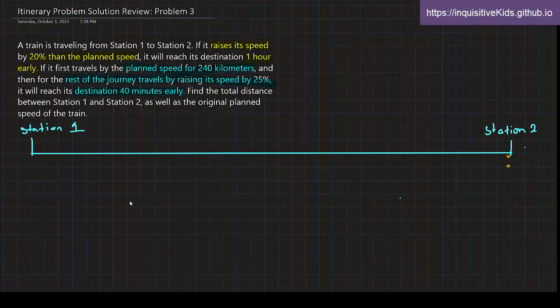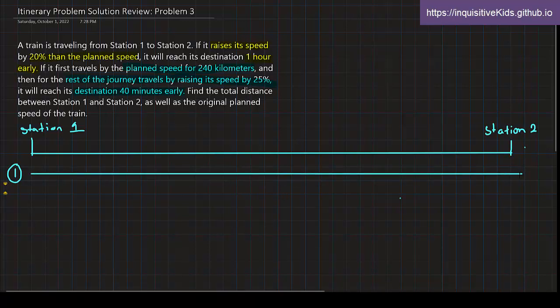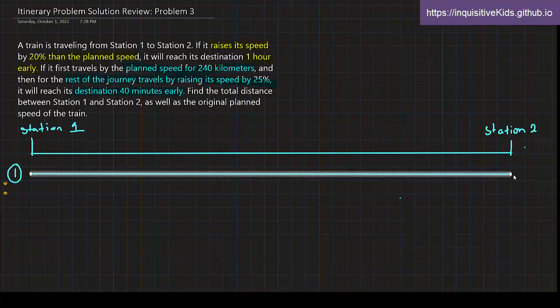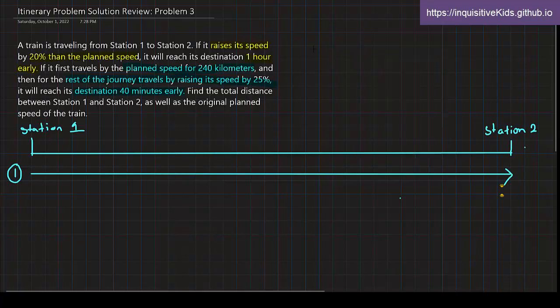The problem gives us two different scenarios, but really there's 3. Can you find out the 3? There's an original speed that is planned, that it's always compared to. So that will be our number 1. I'm just writing 1 to show that this is scenario number 1. Scenario number 1 is when the train travels from here to here with its normal planned speed, and it's just this arrow.